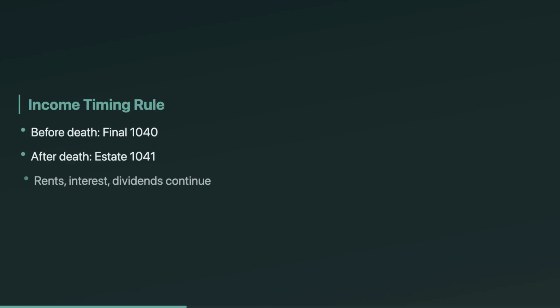The clean rule is timing. Before death goes on the final 1040. After death goes on the estate's 1041. Think of rent, dividends, and interest. If it's received after the date of death, it's estate income.